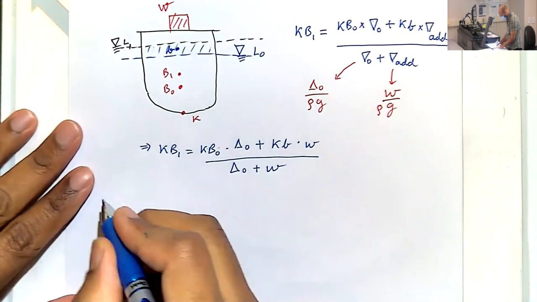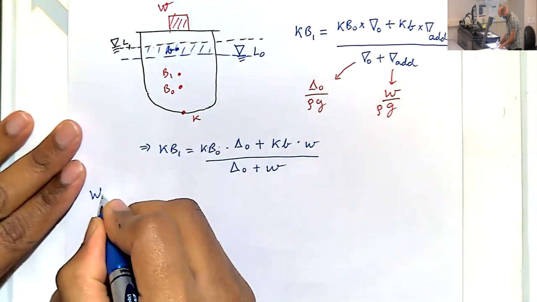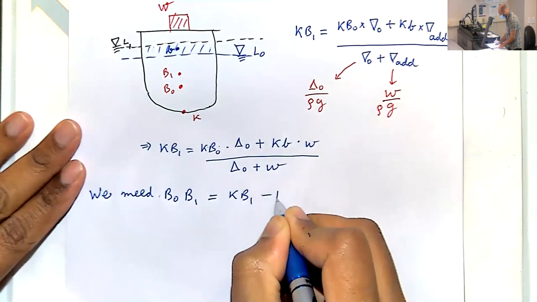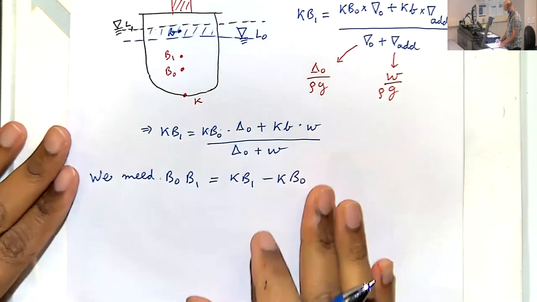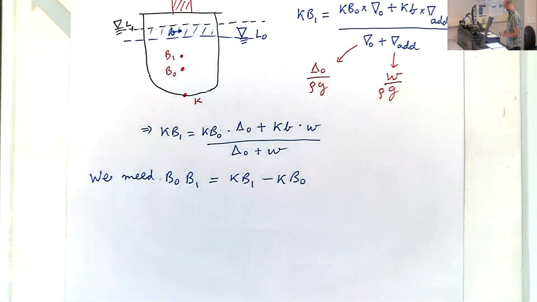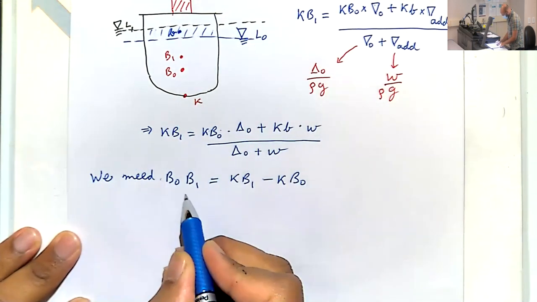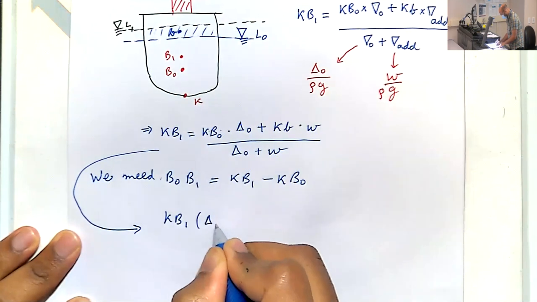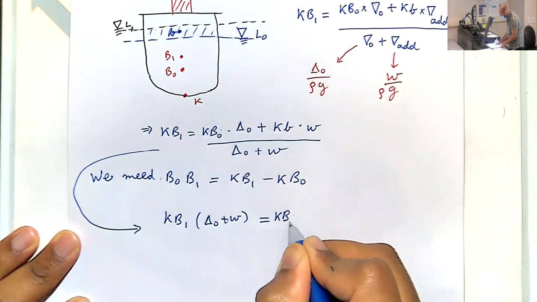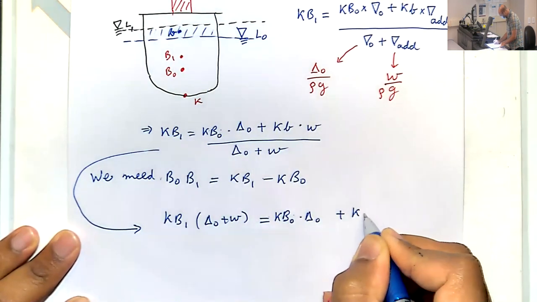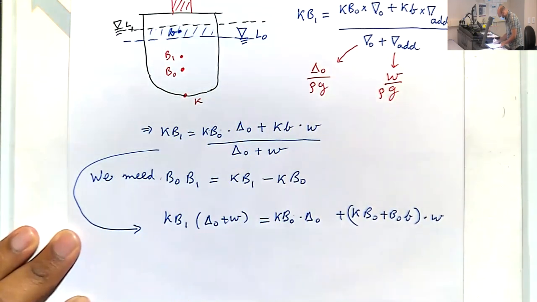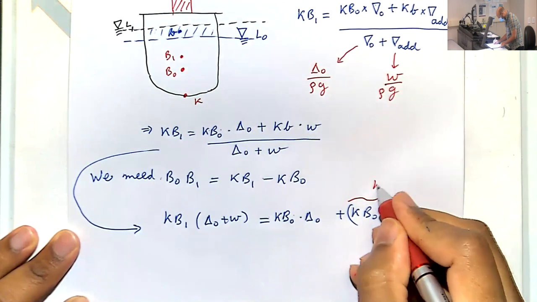So we need to find the shift, right? We need B0 to B1, which is equal to KB1 minus KB0. To get that, we continue from here: KB1 times delta 0 plus W. And again, I've expanded K little b here. Same concept as we did before.